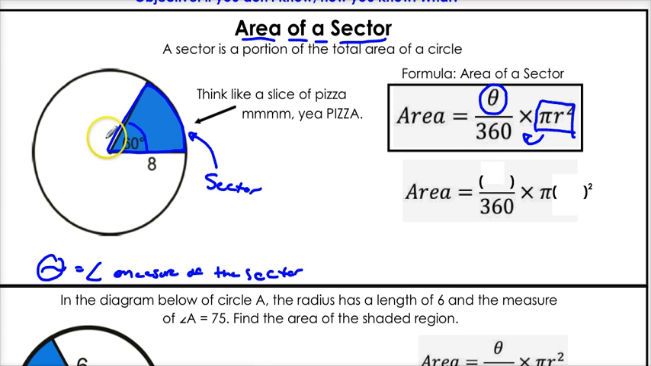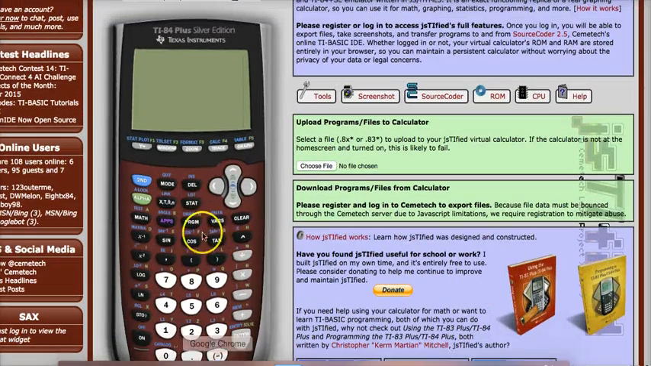So to find out the area of this sector right here, all we have to do is plug in the angle measure of our sector, which is 60 degrees, and then multiply that by the area formula, which is pi times r, which is 8 squared. Okay? Well, what we do is we take this and plug it into the calculator now. And if you want to follow me, let's plug that into our calculator. So let's turn that on. I'll do it all new for you.